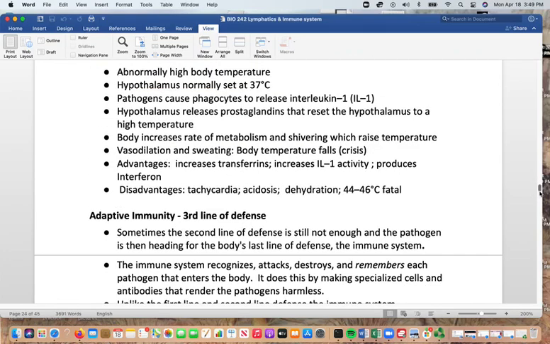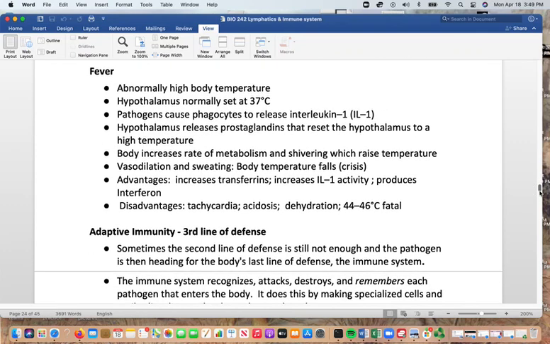So a fever actually serves an important purpose. It's an abnormally high body temperature. So your hypothalamus normally has your body temperature set to be at 37 degrees Celsius. But some of the pathogens can cause the phagocytes to release IL-1 or interleukin-1, which can change this. The hypothalamus will release prostaglandins that will reset that hypothalamus to a higher temperature. That's going to tell your body to have a fever.